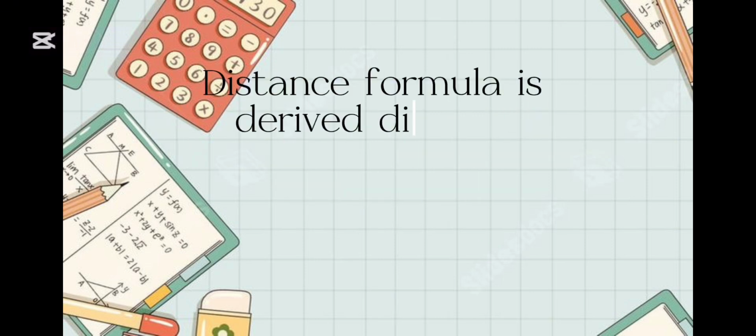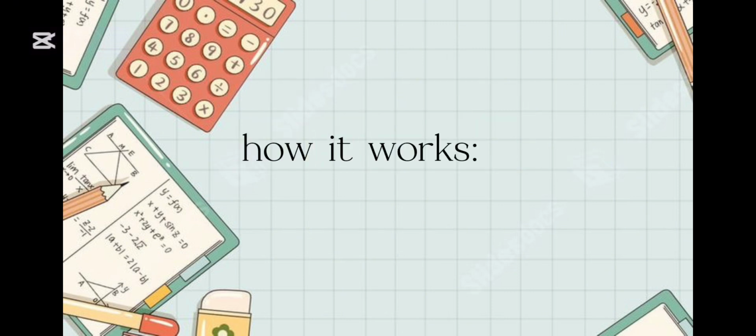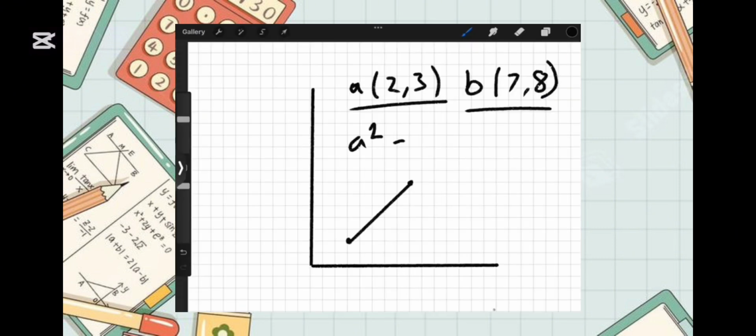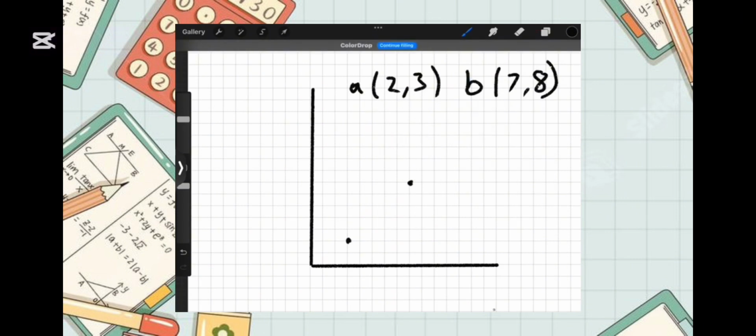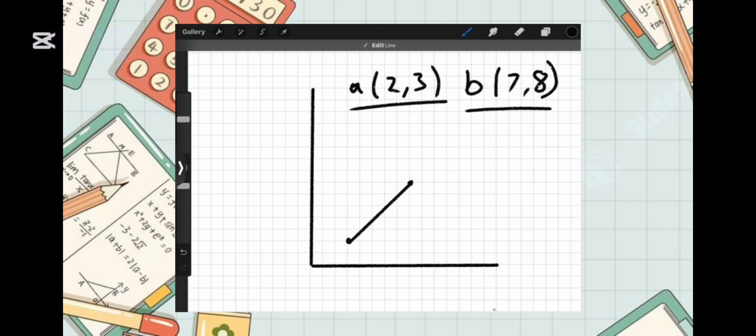Distance formula is derived directly from the Pythagorean theorem. How it works. What is distance formula and how does it connect to Pythagorean theorem? Well, we know what Pythagorean theorem is. It's a squared plus b squared equals c squared. A would be the first coordinates and b would be the second coordinates, and then c would be the difference between those 2 points. So now we're going to find that.